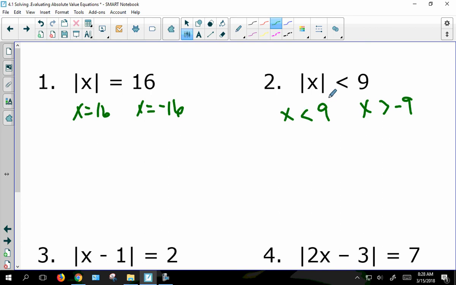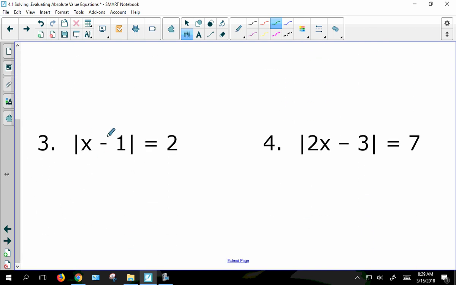Give me a number less than 9. 8. Negative 1,200,365. That would work here. Okay? Now, x is greater than negative 9. Give me a number bigger than negative 9. Negative 8. Does that make this true? Is negative 8 less than 9? Yes. Okay.